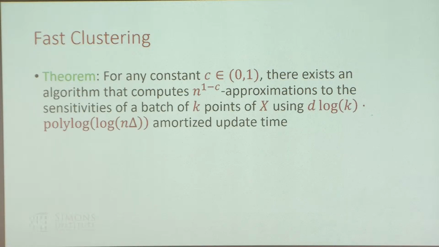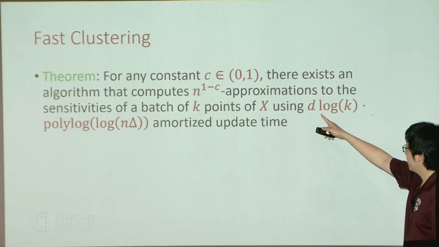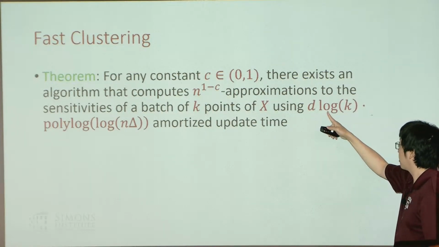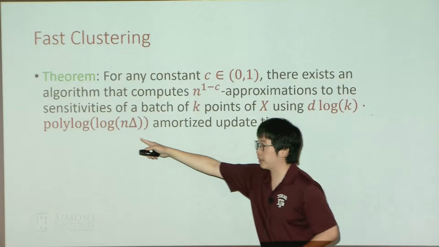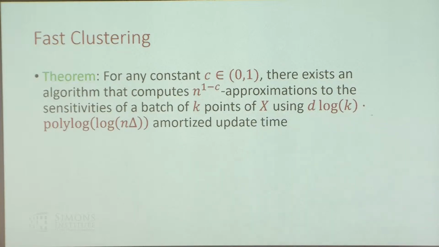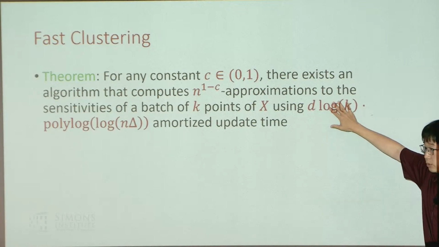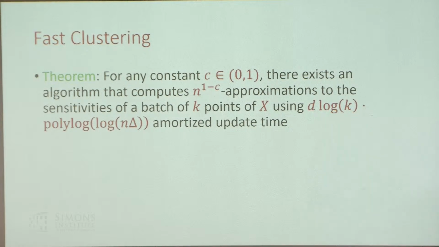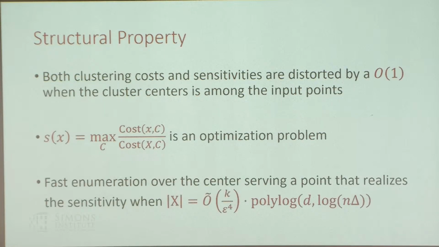Our main structural result is that there exists an algorithm that will give you crude approximations to how important each point is, for a batch of k points, using time that is logarithmic in k and log n over delta. Combined with everything else I said before, this should give you an end-to-end algorithm. You use these quantities to create a stream like x tilde, and then on x tilde you just run some much slower algorithm per update. Okay, so how do we do this?